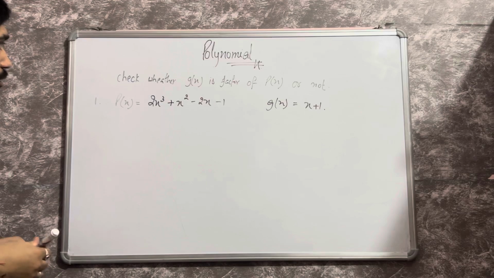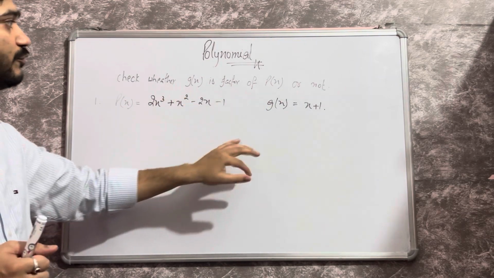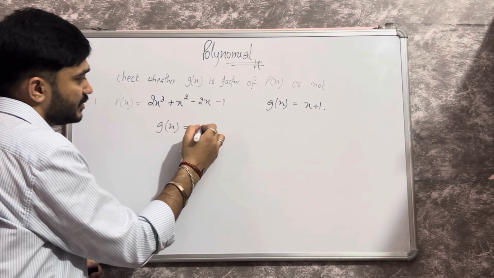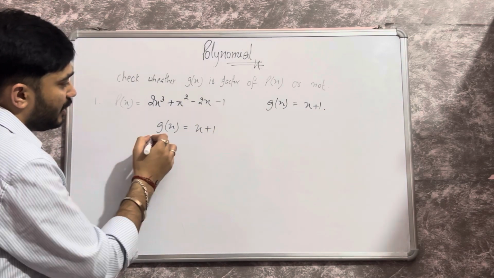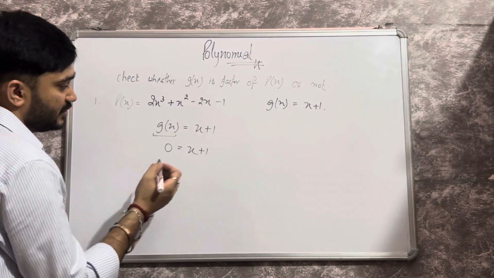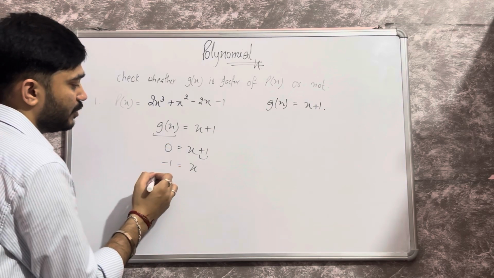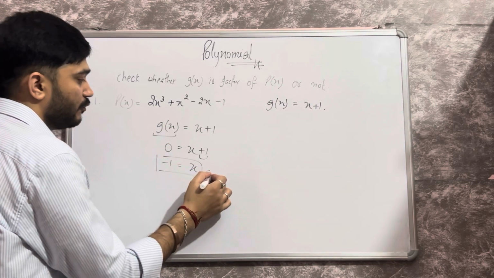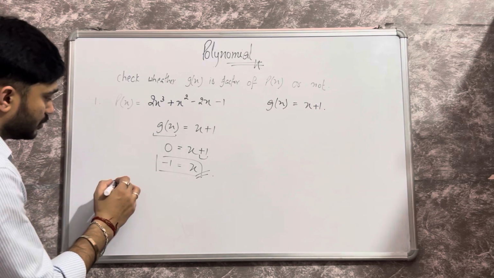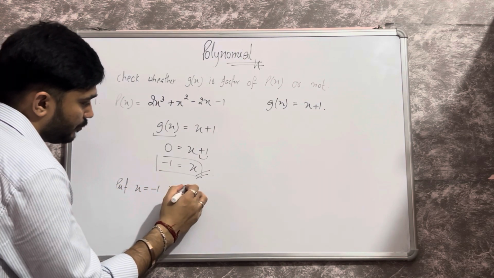What we are going to do here? Since we have to check whether g of x is a factor of p of x, firstly take g of x. g of x is x plus 1. In place of g of x, put 0 and find the value of x in this expression. So x plus 1 is on the left hand side and it will make minus 1. So the value of x is minus 1. Now similarly, like the last question, we are going to put x equal to minus 1 in p of x.